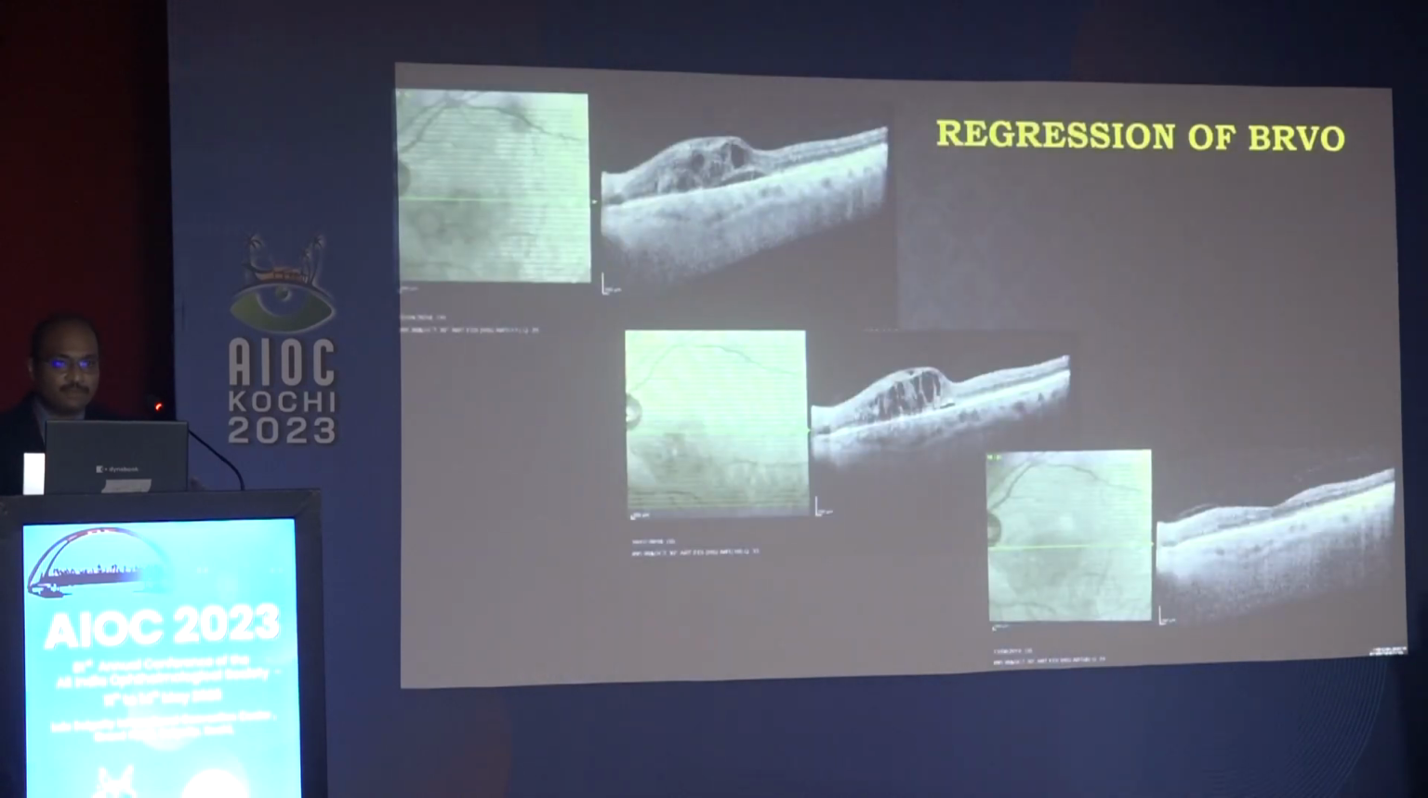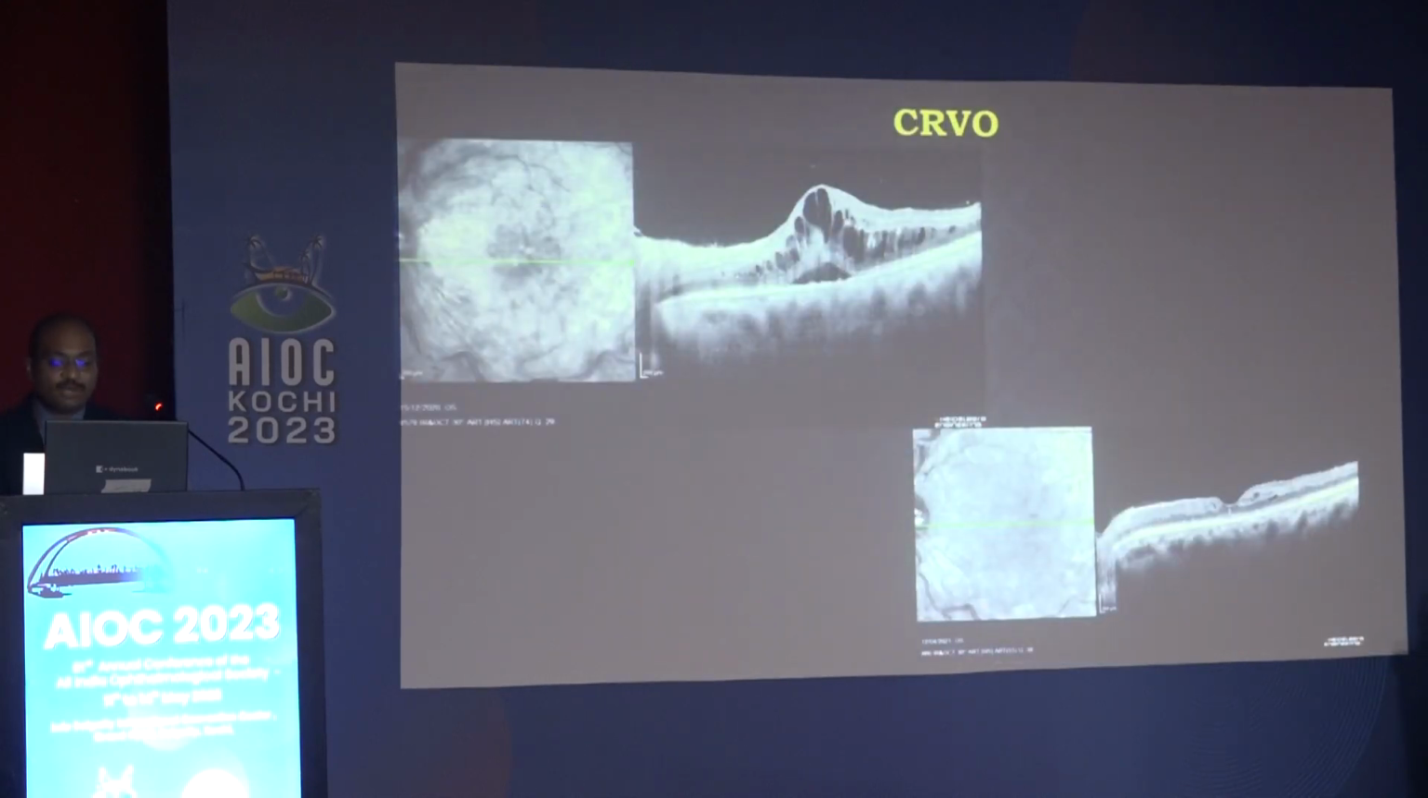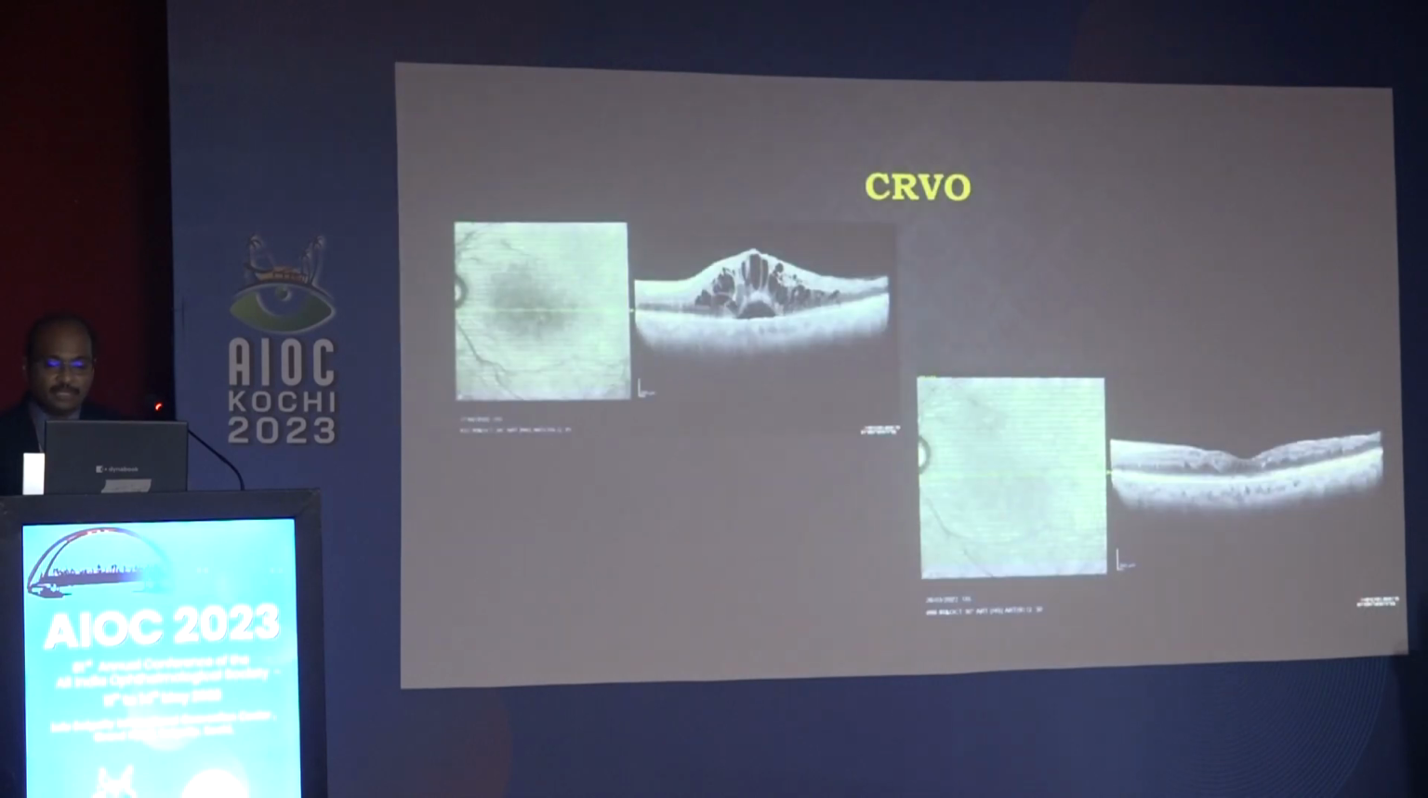Similarly, it regresses very well with anti-VEGF, and you see the regression. Similarly, CRVO, you have a mountainous edema, so it will be on both sides, and you can see that tomato ketchup kind of appearance on the infrared, and again regresses well with anti-VEGF. Another example of the same.